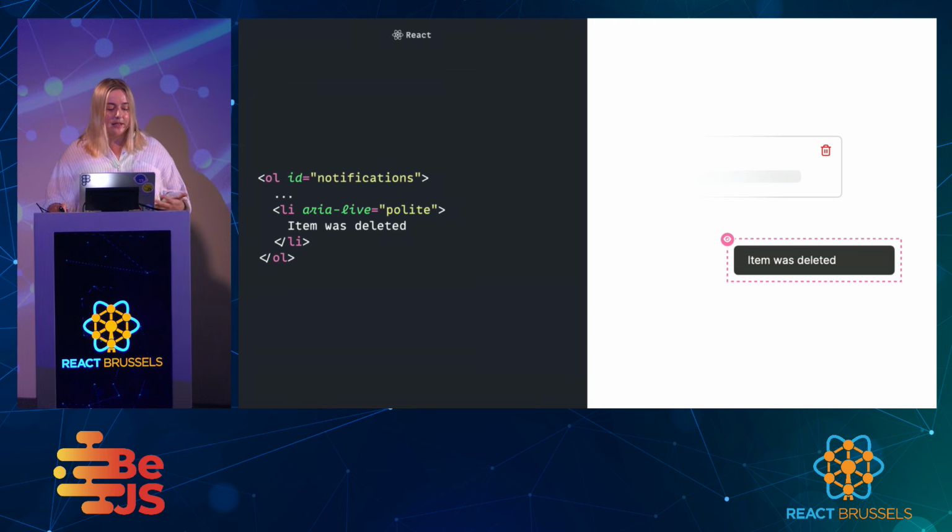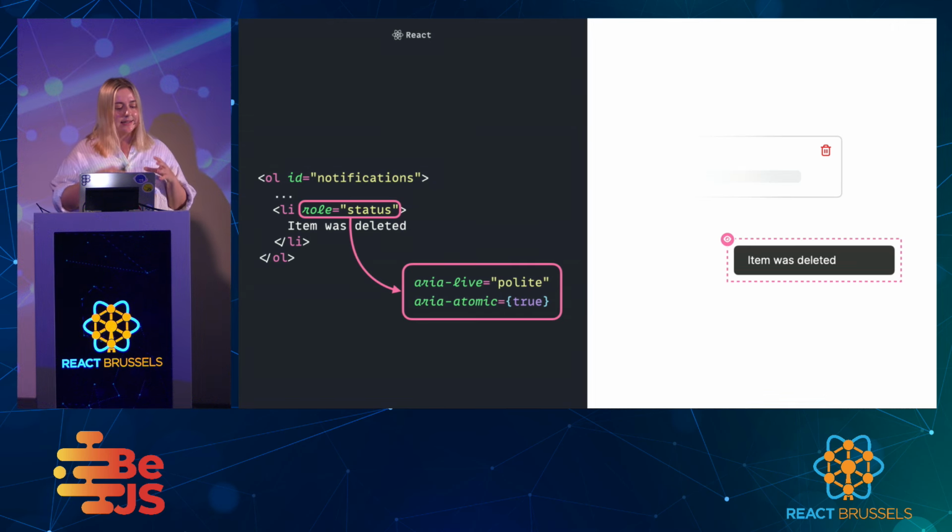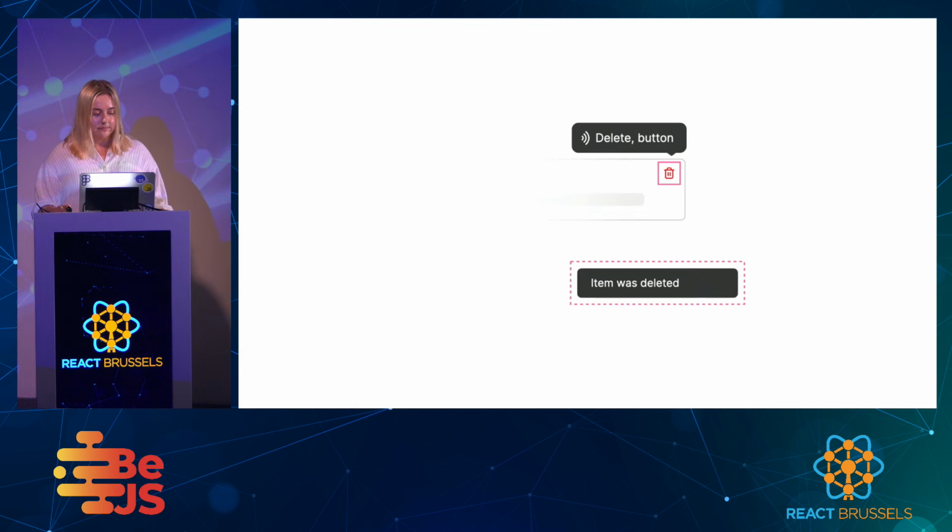A better way would be even to use a role. There's a role status that will, under the hood, set ARIA live to polite for us, along with other useful attributes, for example, ARIA atomic, which will make sure that the whole message always gets announced, even if only part of it changes. Now, Screen Reader user can be notified like this. Delete button. Item was deleted.